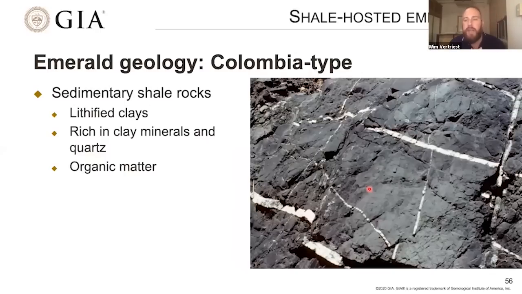So that is the next type. I will simply call it Colombia type, because Colombia is the best example, and Colombia is a source that everyone is familiar with for emeralds. But we start out with a very different type of rock. We start with what we call shale rocks.